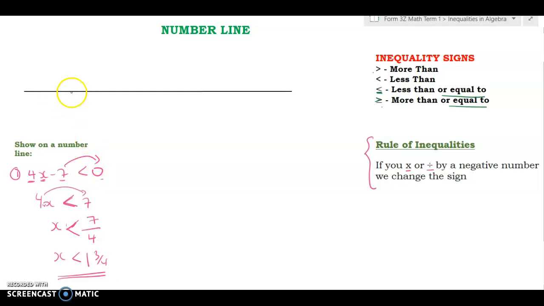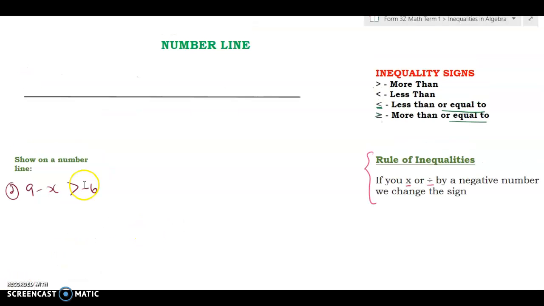Now coming up to my number line, I could put minus 1, 2, 1, 2, 3. Let x is less than 1 3/4 will be around here, and it will go this way. So this, everybody, is the solution for my first question.